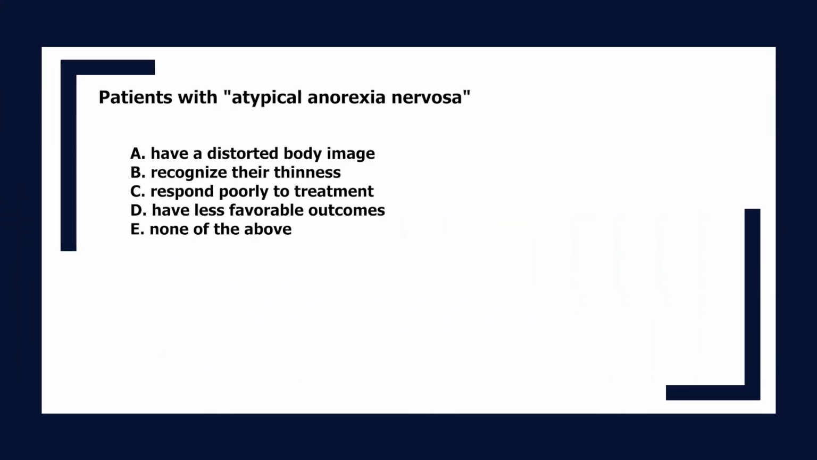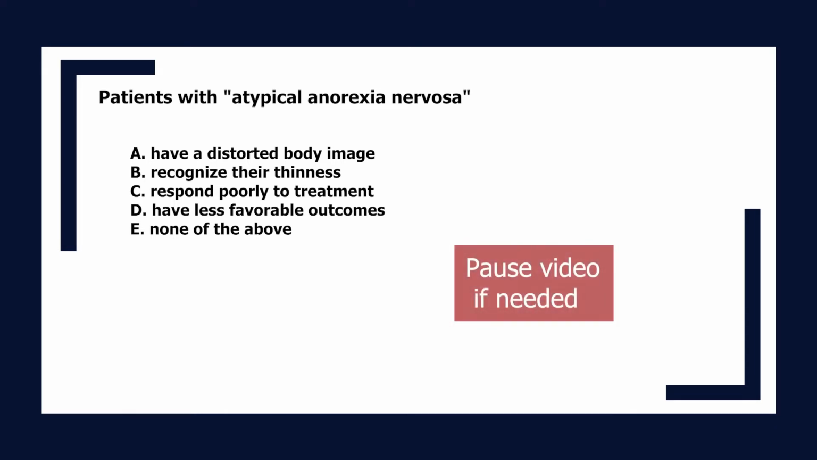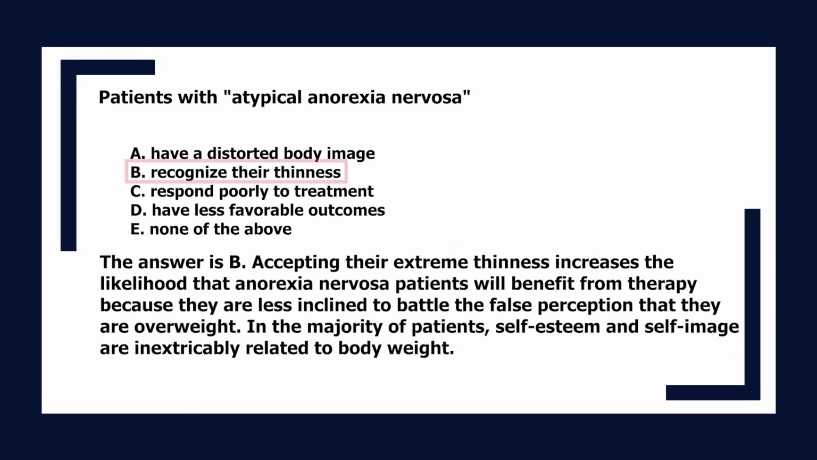Patients with atypical anorexia nervosa A. Have a distorted body image. B. Recognize their thinness. C. Respond poorly to treatment. D. Have less favorable outcomes. E. None of the above. The answer is B. Accepting their extreme thinness increases the likelihood that anorexia nervosa patients will benefit from therapy, because they are less inclined to battle the false perception that they are overweight. In the majority of patients, self-esteem and self-image are inextricably related to body weight.